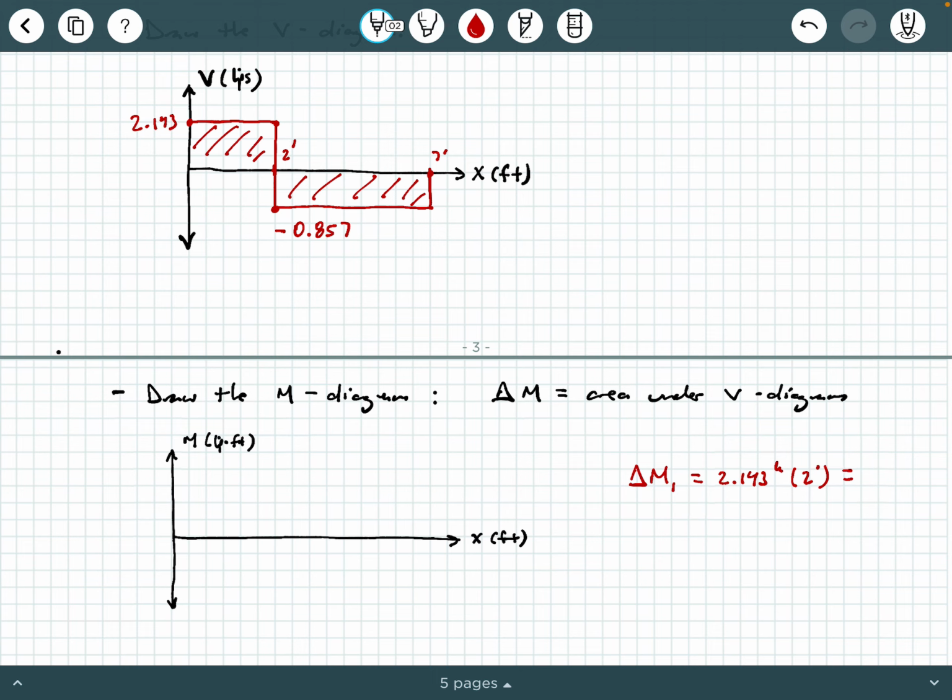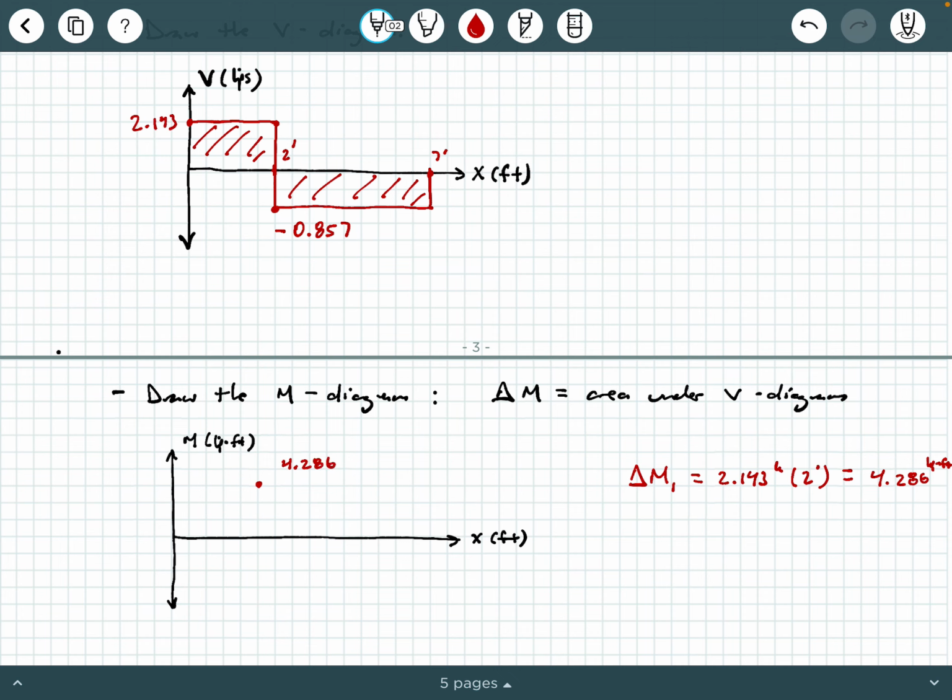So if you punch that in your calculator, what do we get? 2.143 times 2 feet is 4.286. And that has units of kip feet, right? Which makes sense. That's units of moment. So that's going to give me my very first plot on my moment diagram right here. So that's the 4.286.